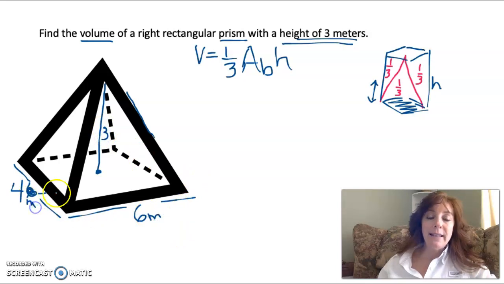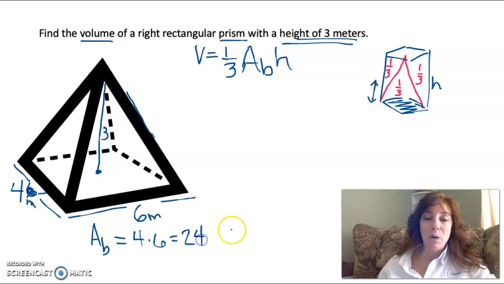All right, let's get started. The area of the base. The area of the base is, thank goodness, a rectangle. So all I have to do is multiply 4 times 6, and my area is 24. Remember, area is square. I just multiplied meters times meters, so it's meters squared. And my height is 3.